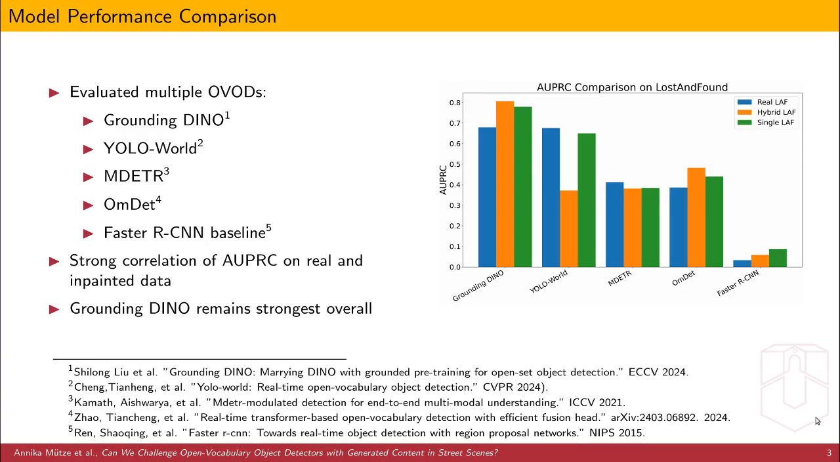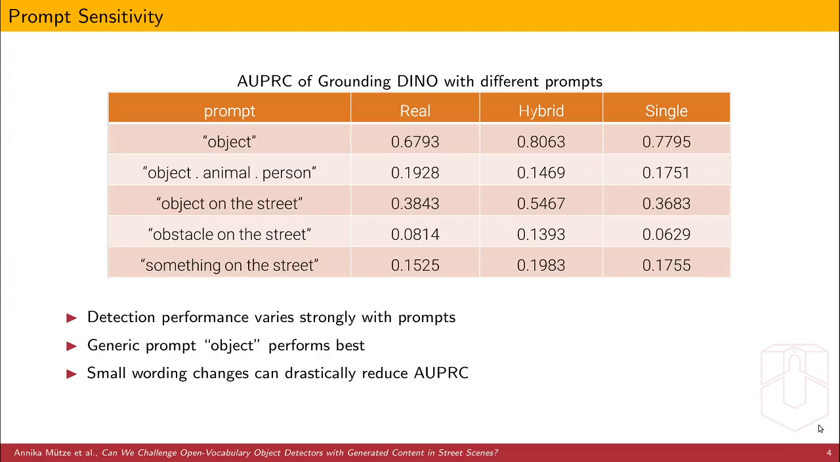Now we found out that we can challenge the open vocabulary object detectors, but we are also interested in specific failure modes. So if we look into the AUPRC of Grounding DINO and now compare different prompts, we see that the detection performance varies strongly. Even though the generic prompt "object" performs best, we see that small wording changes drastically reduce the AUPRC. So for example, "object on the street" and "obstacle on the street", which is nearly the same in terms of wording, already has a drastic influence on the performance.